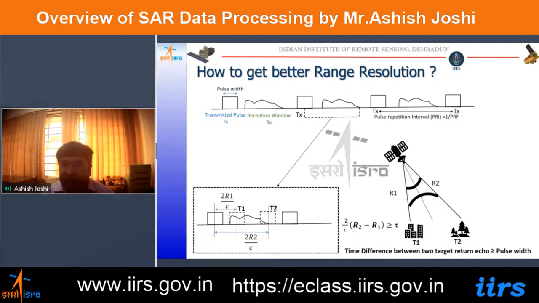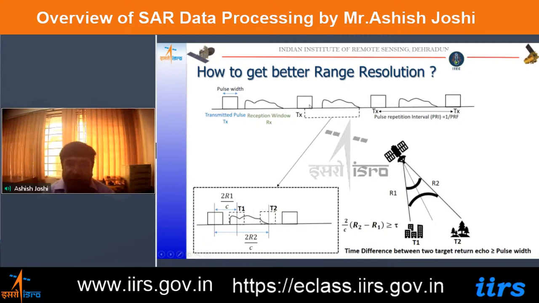So to get a better range resolution, what will we use? Okay, if we consider this one, this is the pulse width. Means first pulse, second pulse, third pulse, fourth pulse, and this is the reception window. Means at this time the radar will receive the signal. Here it will transmit and in this window it will receive the signal. The time between these two pulses is called the PRI, and the formula is PRI equals 1 by PRF.